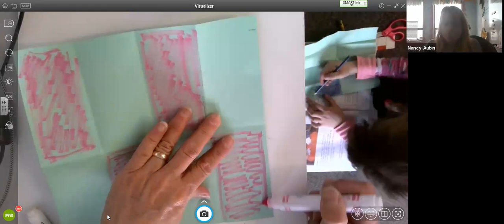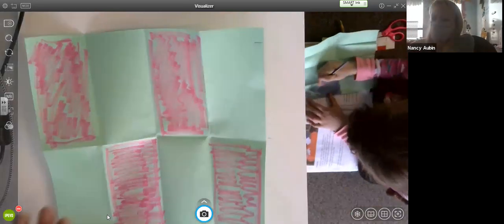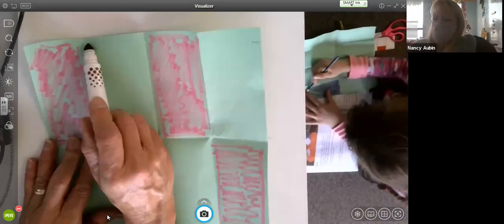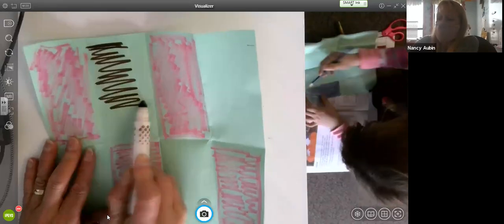All right, now, is it perfect? No. We're trying to learn about fractions, so don't panic if it's not perfect. I'm kind of just sketching it in here, just scratch.